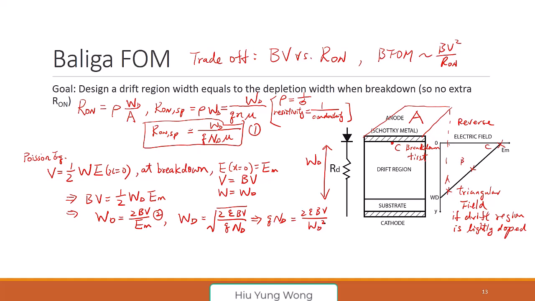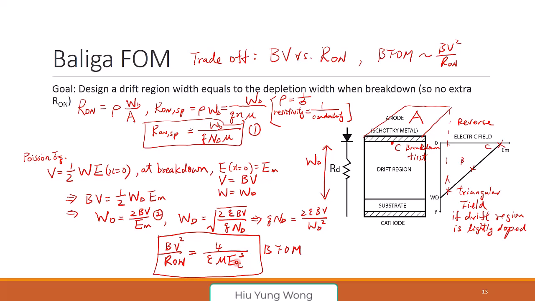Okay, and then you try to evaluate this quantity, BV squared divided by R on. You substitute them, right? I'm not going to show the step. You will get 4 divided by epsilon mu divided by EC cubed. And this is the Baliga figure of merit. So now you see why I have the BV squared. Because by using BV squared, I only have the intrinsic properties of my material, the critical electric field, the mobility there.